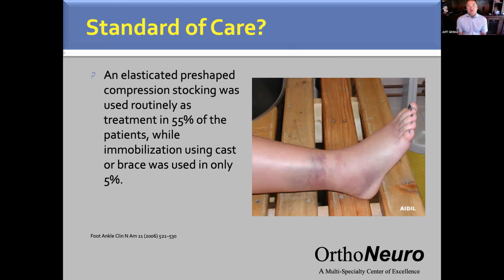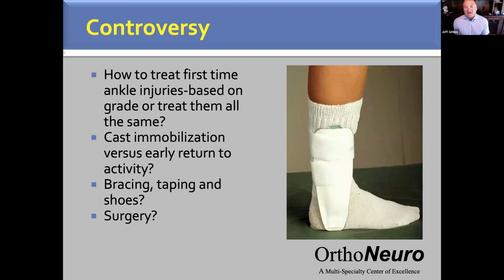So what's the standard of care when someone has an injury pattern? Elasticated pre-shaped compression stockings was routinely used in treatment of 55% of the patients, while mobilization using cast or a brace is used only in 5%. The goal is to control pain. So the question is, how long do you immobilize somebody? Because as long as you keep the joint immobilized, it will get weaker. So the goal is control someone's pain, but get the range of motion back as soon as you can, with being protective of the ankle joint to avoid any type of further injury.